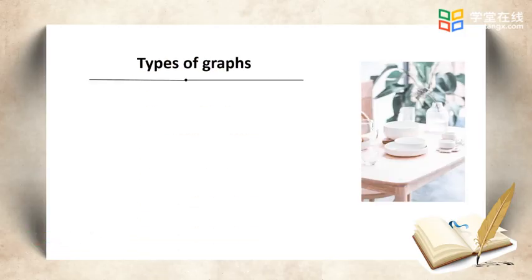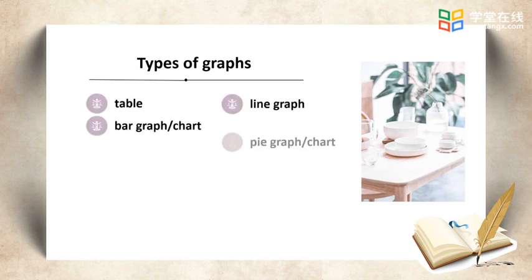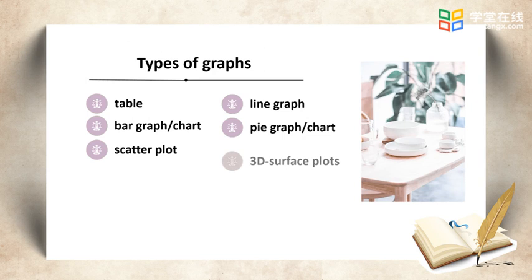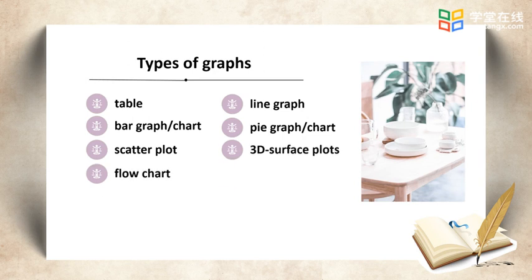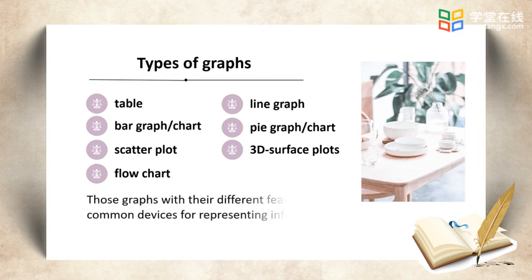First of all, let's get to know the types of graphs. There are different types of graphs: table, line graph, bar graph or bar chart, pie graph, pie chart, scatter plot, 3D surface plots, flowchart. Those graphs, with their different features, are common devices for representing information visually.